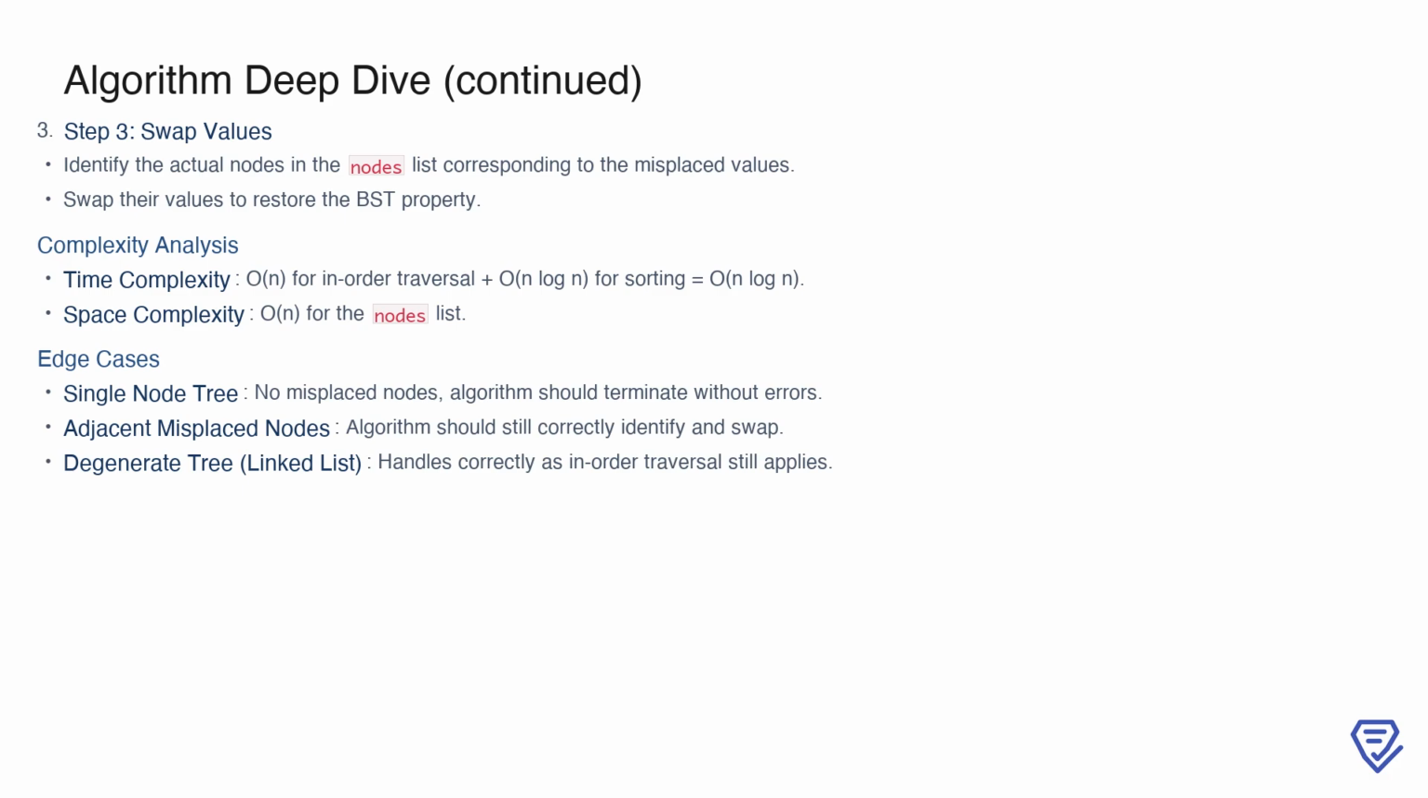There are a few edge cases to consider. In the case of a single node tree, there are no misplaced nodes, so the algorithm should terminate without making any changes. If the misplaced nodes are adjacent in the in-order traversal, the algorithm will still correctly identify and swap them. For a degenerate tree, which resembles a linked list, the in-order traversal still applies, and the algorithm works as expected. These considerations ensure the robustness of the solution.